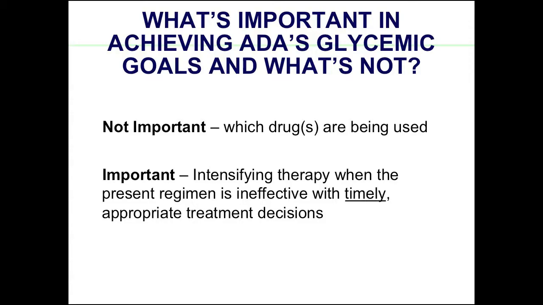So, what's important in achieving the ADA's glycemic goals and what's not? It's really not important what drug we use. The important thing is you've got to intensify the therapy when the present regimen the patient is on is not working. And very frankly, seeing patients every 3 to 4 months and going up a little bit with a sulfonylurea or metformin doesn't really do the job.